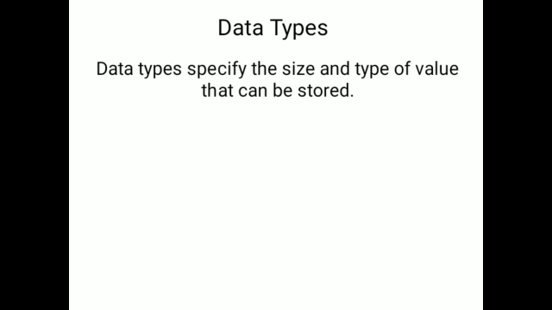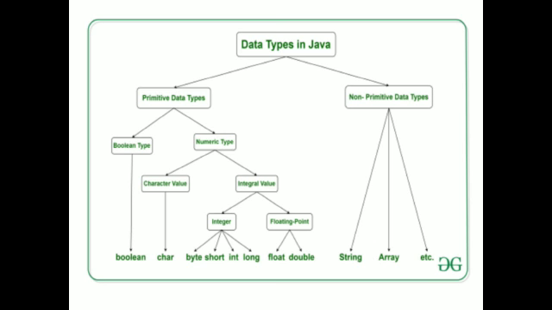We are going to classify the data types as primitive data types and non-primitive data types. In primitive data types we have Boolean type and numeric type, and numeric type is again classified as character values and integer values, and integer values are again classified as integer and floating point. In integer we have byte, short, int and long, whereas in the floating point we have float and double.